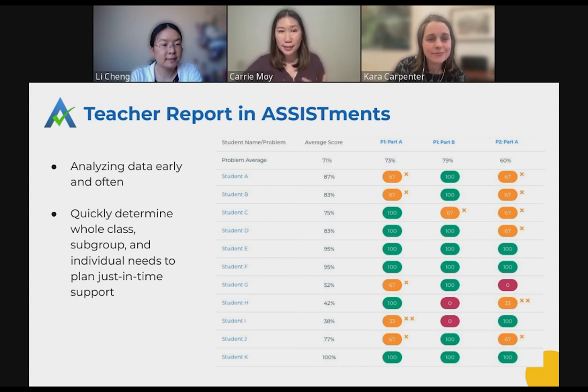And so you're seeing this data in real time and analyzing it early and often so you can find those students quickly that need that extra support and push them onto the right track, and then find the students who are really understanding it, like student E or student F here, and push them more on their thinking. Why is it that it's working this way? And get them to really communicate what it is that they understand about the math. So you can quickly determine whole class, subgroup, and individual needs in real time. That's one way you can monitor using technology like ASSISTments.